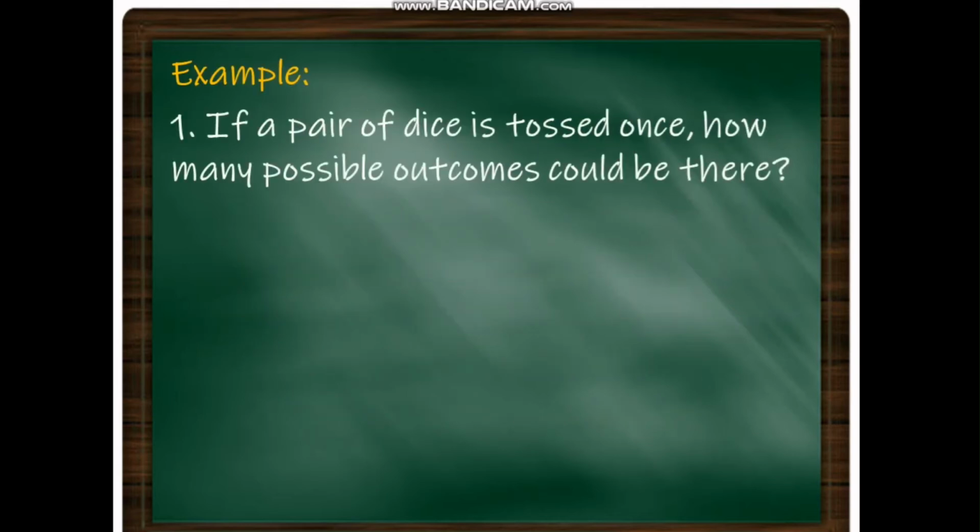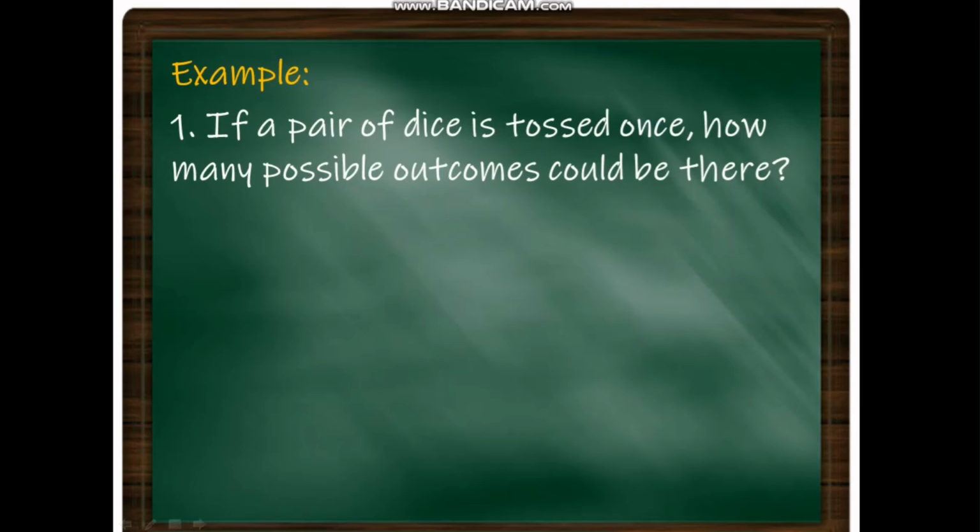So let's have an example. Example number 1. If a pair of dice is tossed once, how many possible outcomes could there be? So, meron akong dalawang die. Remember that ang isang die ay meron siyang 6 possible outcomes: 1, 2, 3, 4, 5, and 6. Since dalawang dice natin, meron akong isang die na may 6, meron akong pangalawang die na may 6.